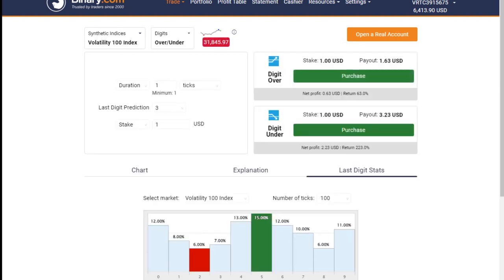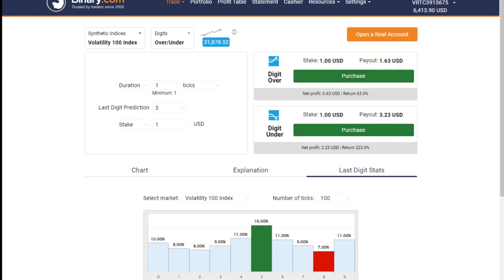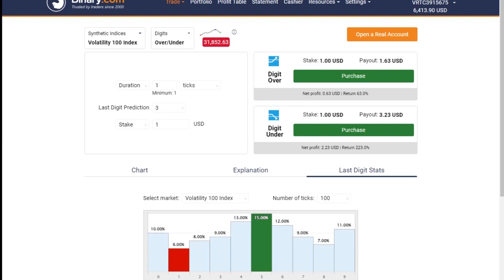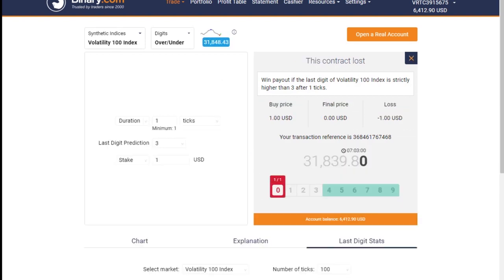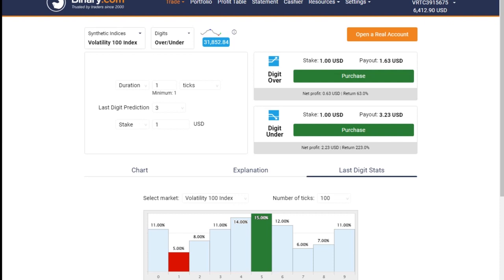I will try to show you a losing point when we get number 3 two times in a row. Let's see if we get number 3 two times in a row. There's number 3 and another number 3 and then 9. I entered the trade. As I said earlier, I lost that trade. So don't trade when there's number 3 two times in a row.